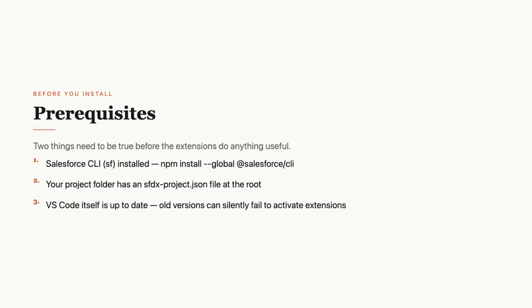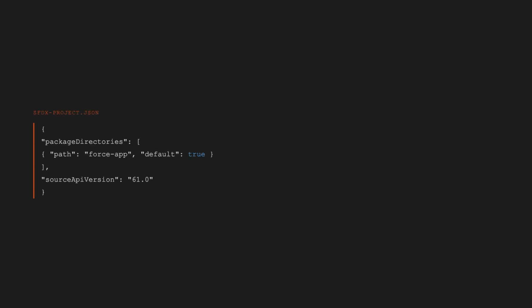Here's the minimal version of that file. Package directories pointing at your source folder and a source API version. If you cloned an existing Salesforce DX project, this file is already there. If you're starting fresh, generate one or write it by hand. It's this short. Installing the pack itself is the easy part.